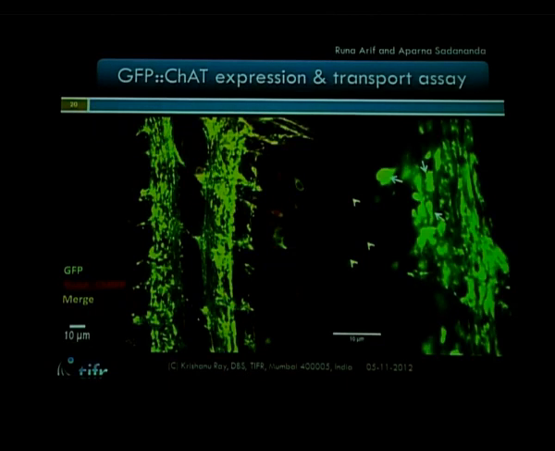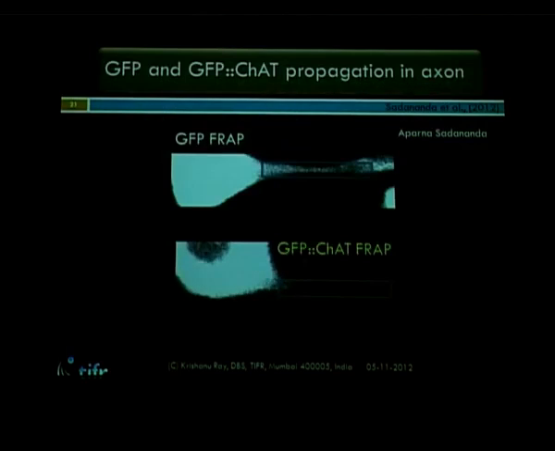So what we then did was we wanted to understand how exactly kinesin 2 regulates ChAT transport in the axon, and we used a photobleach recovery assay where we just bleach part of the synapse or the axon and look at the rate at which it recovers. And these neurons were genetically modified to express a GFP conjugated choline acetyltransferase, which again localizes to the presynaptic compartment. And this is an indication of how it happens.